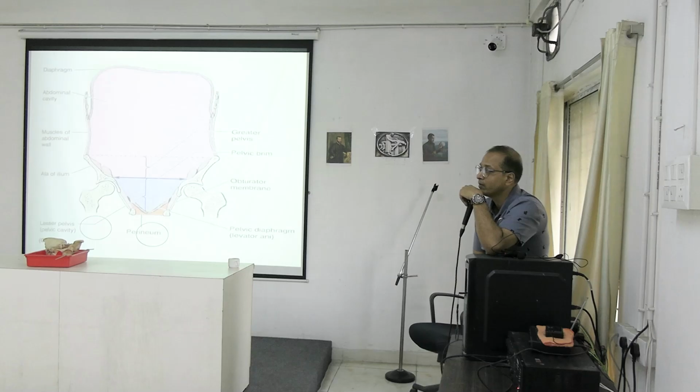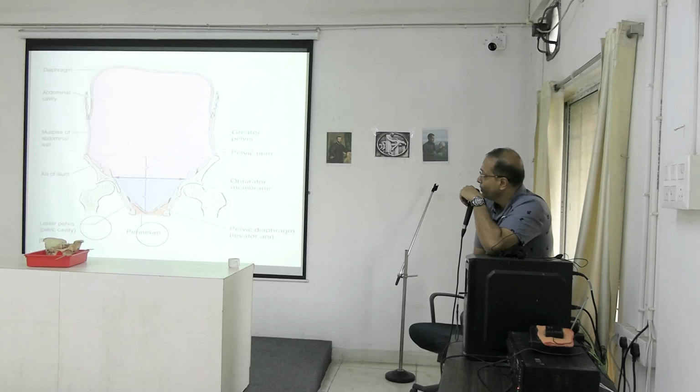So we have two diaphragms. The upper one we call the thoracic or abdominal diaphragm. And the diaphragm separating the pelvic cavity from the space down below, which we call the perineum, we call the pelvic diaphragm. So this is what you have to understand.